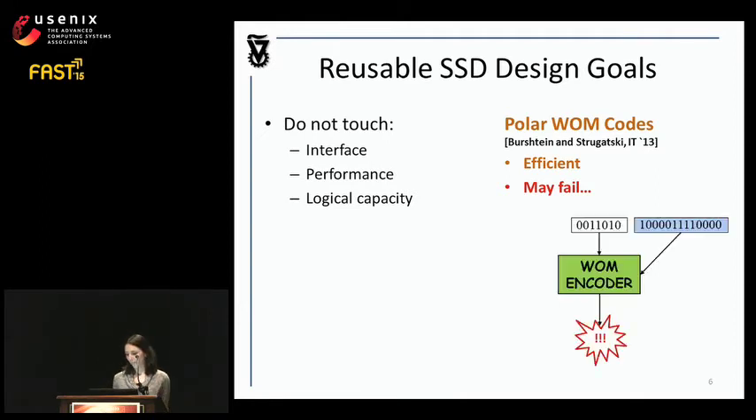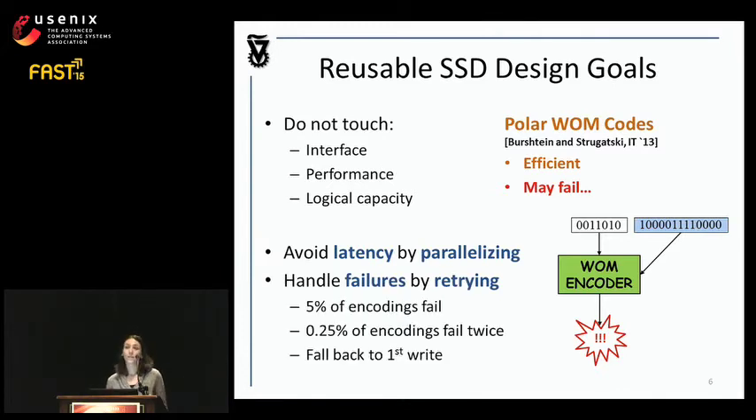What does a failure mean? It means that every once in a while we will have a target physical page and a logical data page that the user is going to write that cannot be written on this page. The WOM encoder will just produce an output that has some ones in the wrong places that cannot be written on the physical page. So our design has to handle those things. We will handle latency by parallelizing, and I'll show you this in a minute, and we'll handle the failures by retrying.